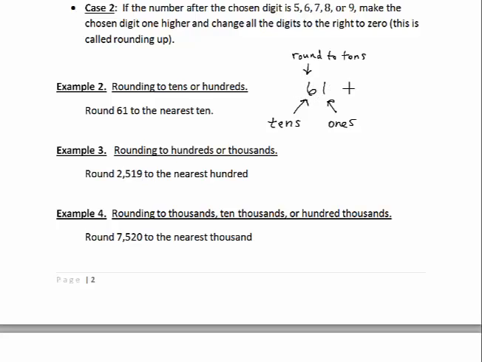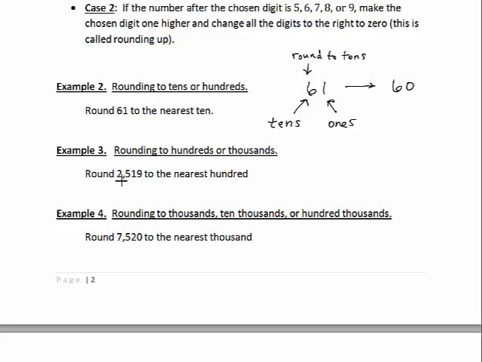So in other words, to round this to the tenths place, we would simply write 60. Okay, it's closer to 60. It's only 1 away from 60. It's closer to 60 than it is 70. So we wouldn't want to increase 6 to a 7. We want to round down.